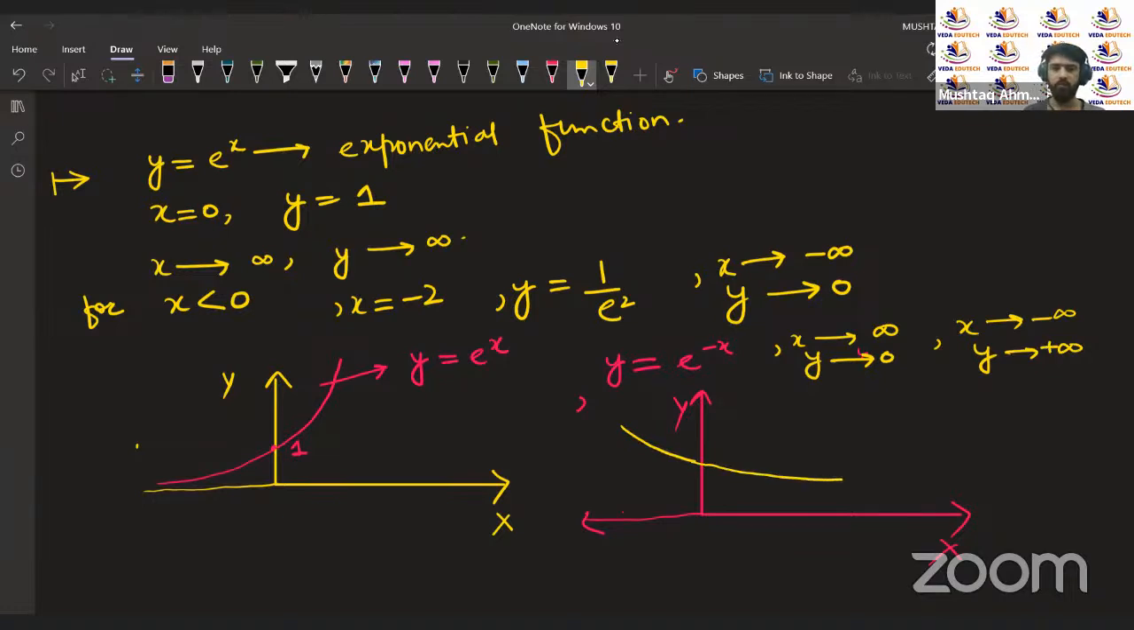So this is how this exponentially decaying function is going to behave. This is nothing but y equal to e to the power minus x. Once again, the value of y here is 1 at x equal to 0. So this is what we call a decaying function. This is decaying and this is growing.